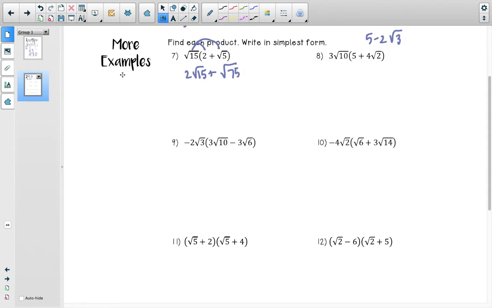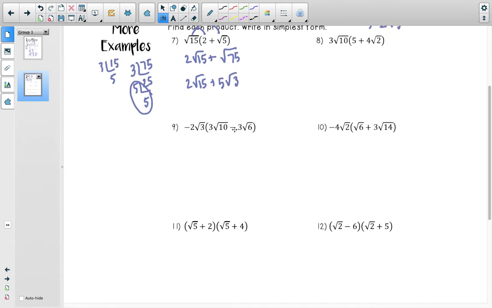Okay. 15, if you try to simplify it, it's just 3 and 5, so there's no pairs, so that can't do anything. So then we have to move on to the 75. If we divide that by 3, you get 25, and you divide 25 by 5, you get 5, right? Because it's a perfect square. So you're left with 2 square root of 15, because you can't do anything, and 5 square root of 3. And that's it. That's your answer.